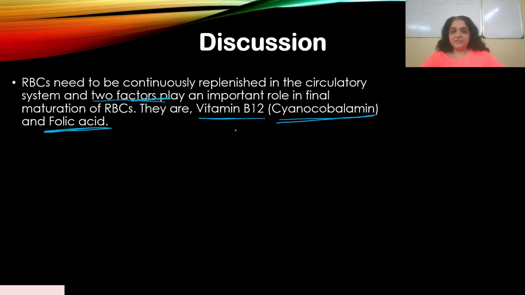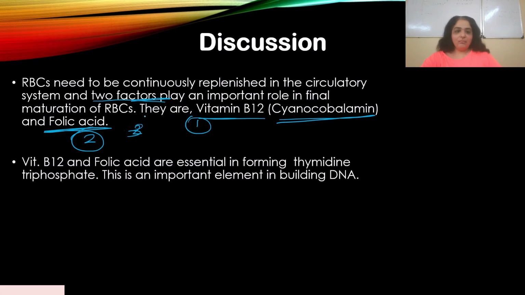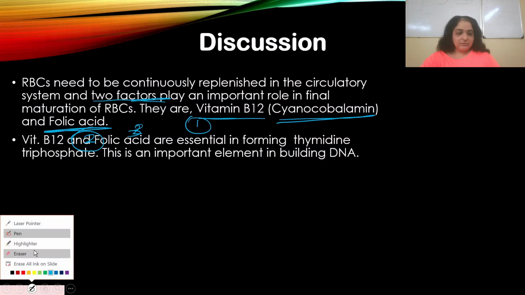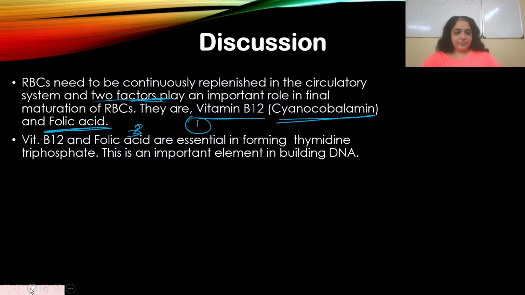The other is folic acid. Please remember this one, and this fact too: vitamin B12, cyanocobalamin, and folic acid are two very important factors responsible for the maturation of erythrocytes. It could be a potential MCQ also, so please remember this. Let me erase this part. Vitamin B12 and folic acid are essential in forming thymidine triphosphate.